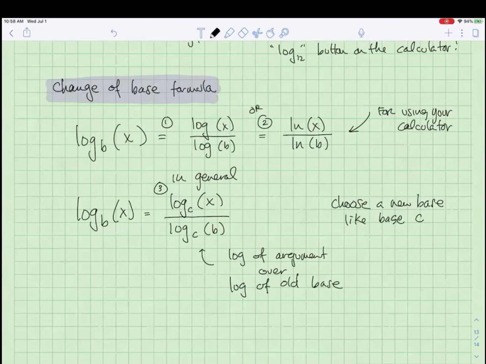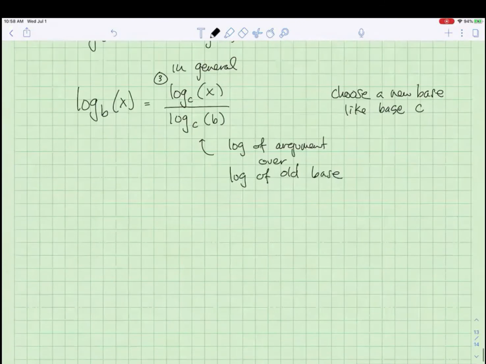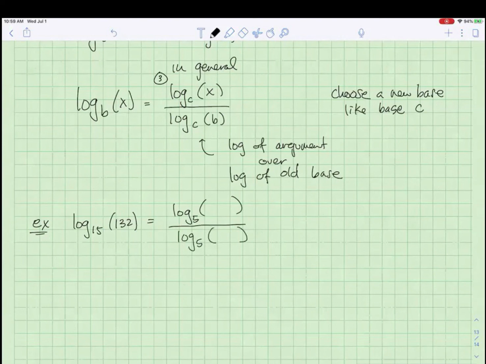So, example. Log base 15 of 132 is equal to, pick a random base value that's not 10 or e. Pick a number. 5. So in both cases, our new base is log base 5. So we're going to convert them both to 5.